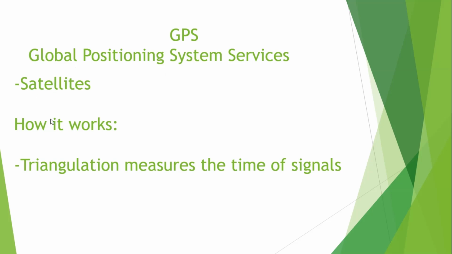You are dealing with satellites, and how does it work? Okay, so it's basically what we call triangulation, measuring the time of signals. What's going on is that it's literally shooting a signal and waiting for the signal to respond back. Based upon the time it takes from when you shoot the signal to when the signal comes back, that mathematical equation is going to give you an approximation of where exactly you are.